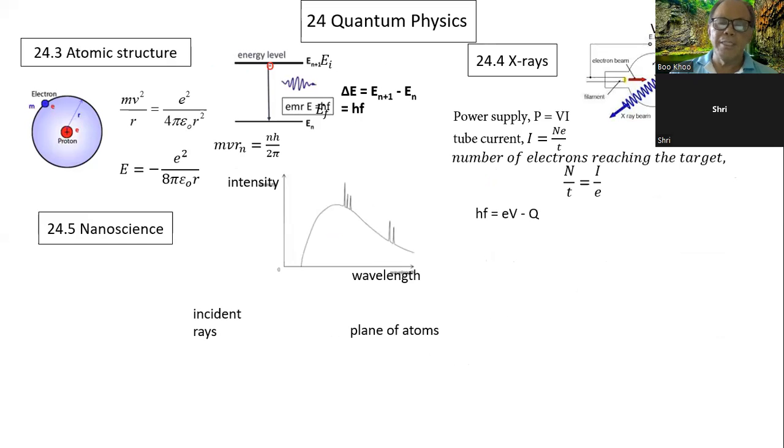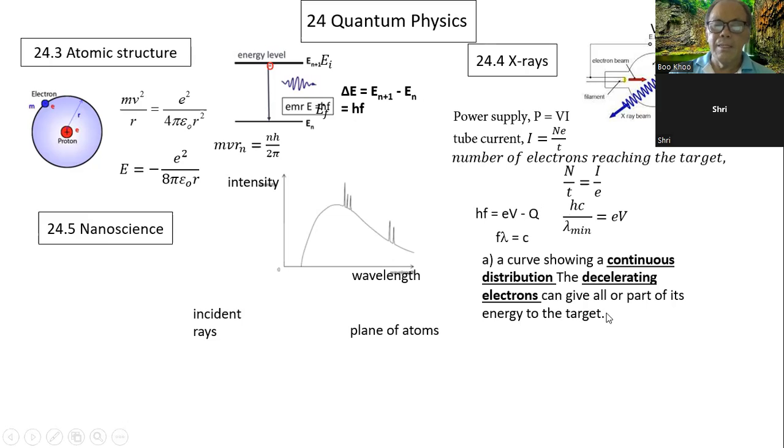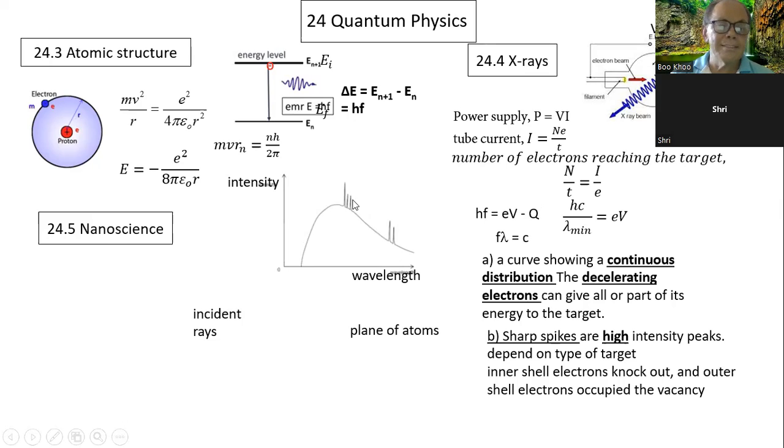Okay, and know how to interpret. These are the equations that you need to remember. That one there, where your Q is 0. Then this will be your maximum frequency or minimum wavelength. Now to explain the continuous distribution. Know how to explain the spikes.